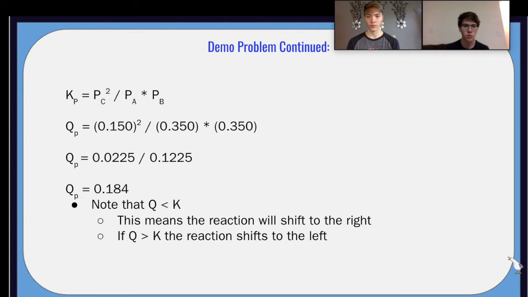coefficient. So we now replace Kp with Qp as we are looking for the reaction quotient and not the equilibrium constant, and then we plug in our initial concentrations because Q can be found at any point in the reaction. So we simplify and we notice that Q is equal to 0.184. And we notice that Q is less than K. This means the reaction will shift to the right, and if Q was greater than K, the reaction would shift to the left.